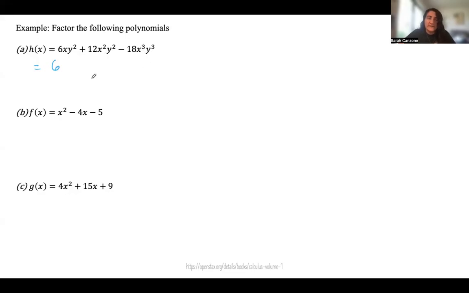Obviously, we can't take 3 x's out of 1 x. We can't take 2 x's out of 1 x. We can take 1 x out of 1 x. We can take 1 x out of 2 x's, and we can take 1 x out of 3 x's. Therefore, our greatest common factor is just x.